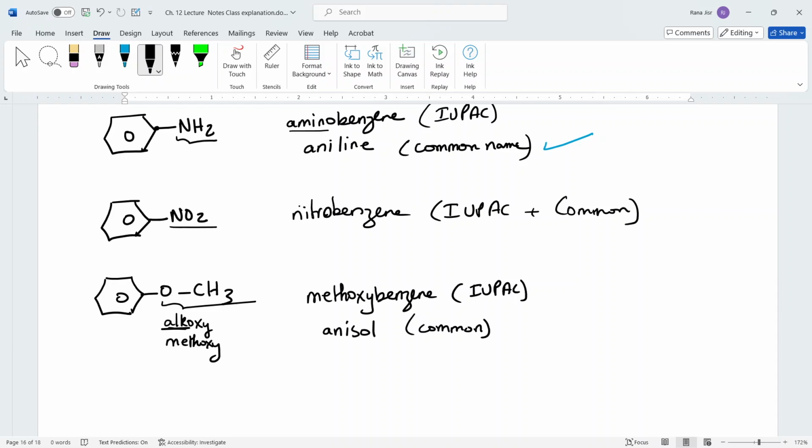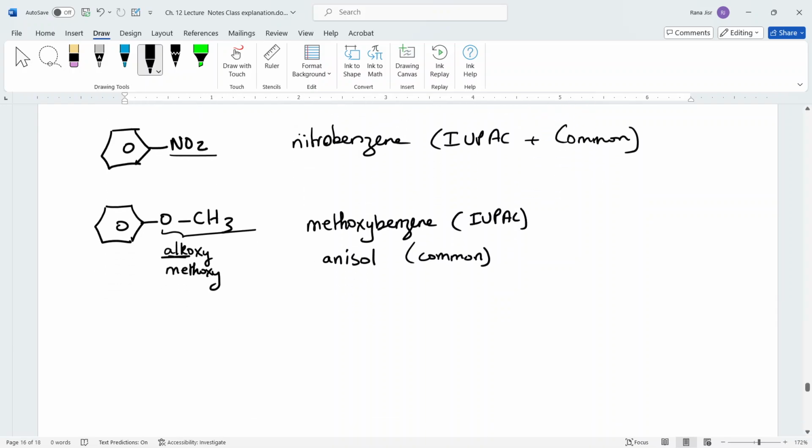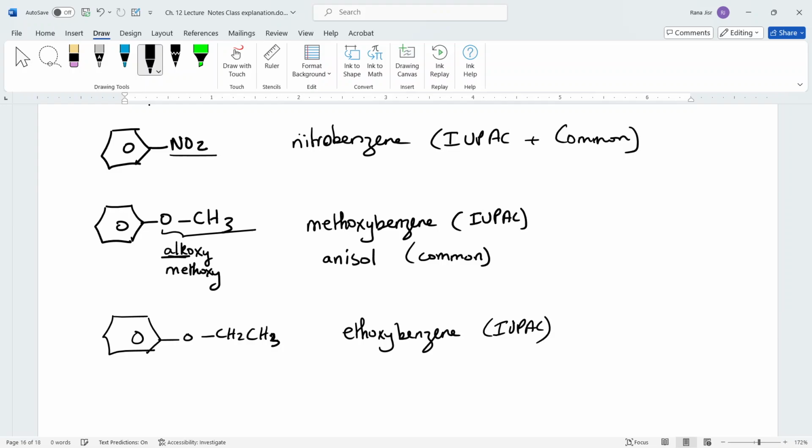Okay, let's say, for example, if I had something like this, if I had an O and an ethyl group in there, and this is a CH3, then I'm going to name this as ethoxybenzene. And no common name for it. Anisole is just for the CH3 that is connected to the oxygen. So that is going to be the IUPAC name.